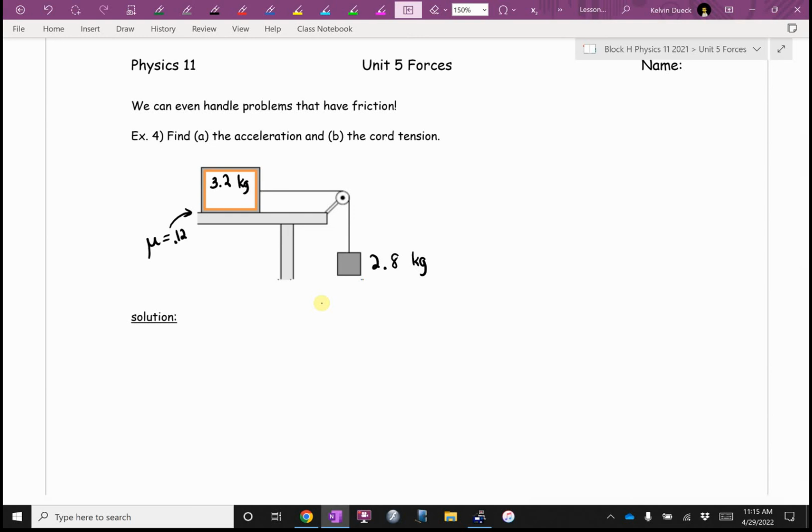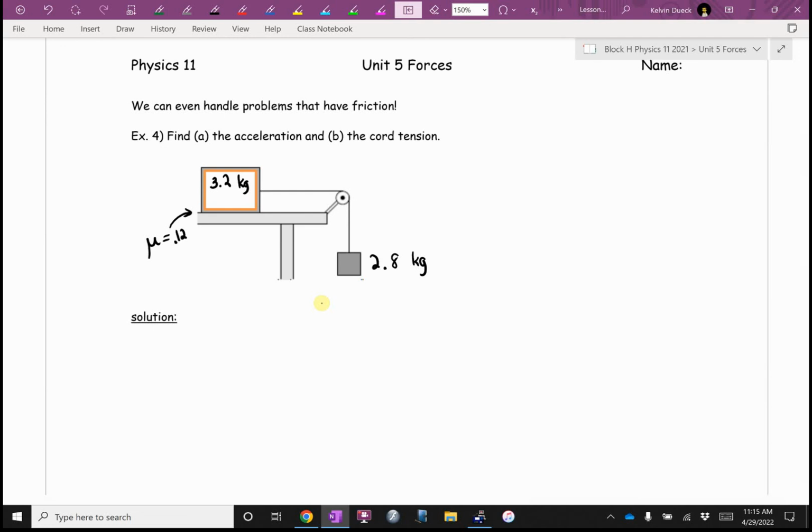Sarah, back corner, can you read to me the first sentence at the top of the page? I like this question. The other ones, gotta be honest, too easy with no friction as far as I'm concerned. Now we're getting to the level I expect you to handle. It wants me to find the acceleration and the cord tension.